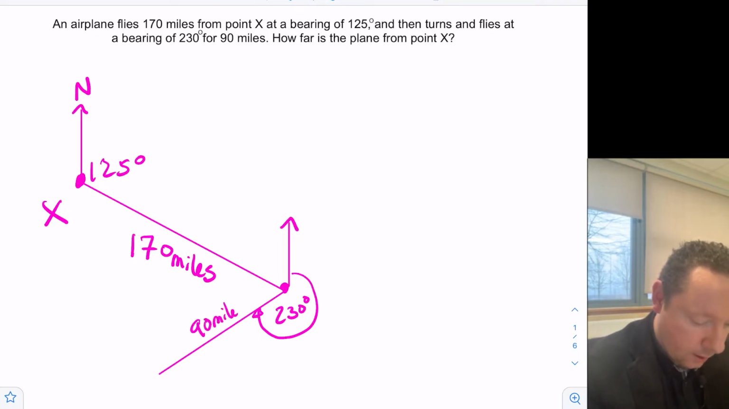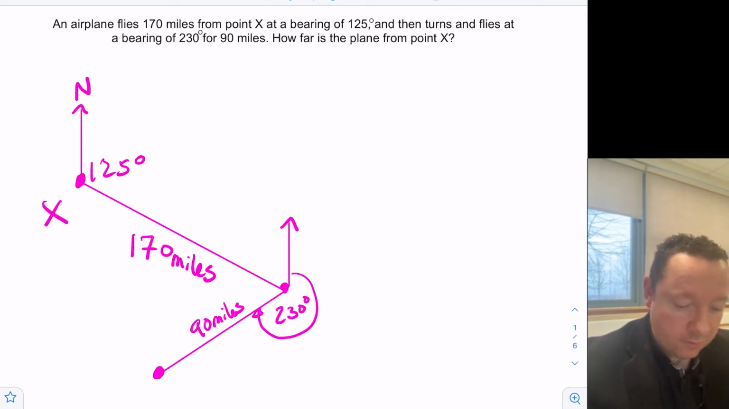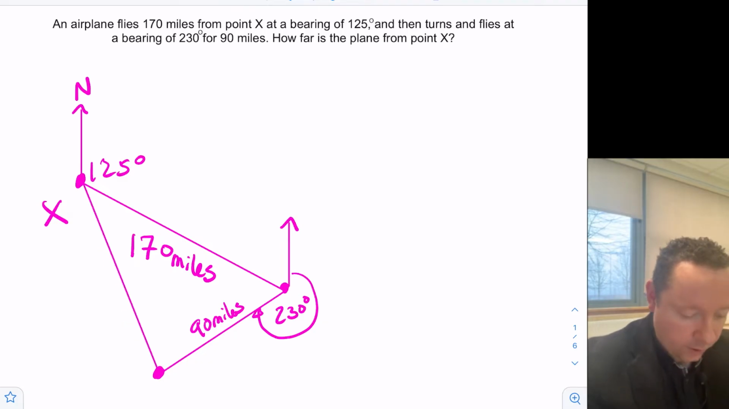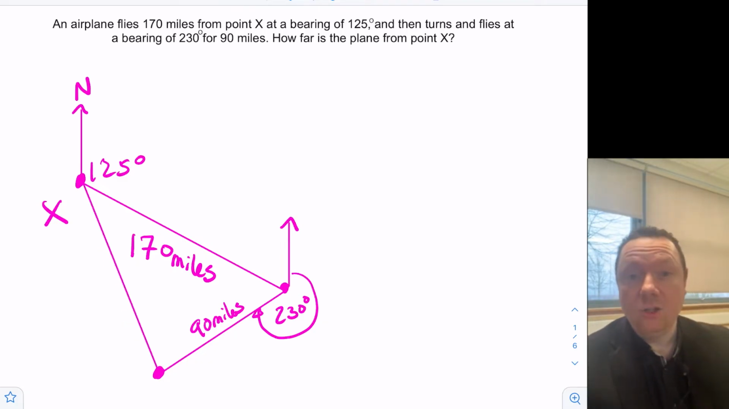Great. So we're now at this position, and it says how far is the plane from point X? I can then just complete this triangle. There's my starting point, there's my end point. The distance is the shortest distance here, and that's what I want to calculate. So I've now made a triangle.